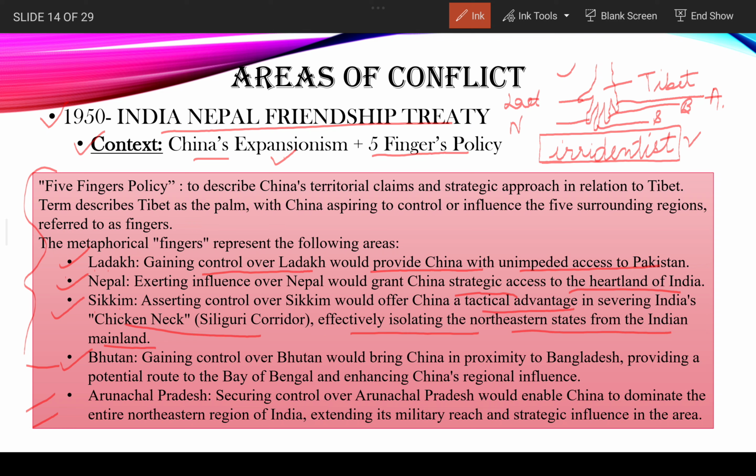Then comes Bhutan. Gaining control over Bhutan would bring China in proximity to Bangladesh, providing a potential route to the Bay of Bengal and enhancing China's regional influence. Then comes Arunachal Pradesh. Securing control over Arunachal Pradesh would enable China to dominate the entire northeastern region of India, extending the military reach and strategic influence in the area. So these are the five fingers, and the reasons why China wants to have control. Because of this five-finger policy of China's expansionism, the India-Nepal Friendship Treaty was signed.